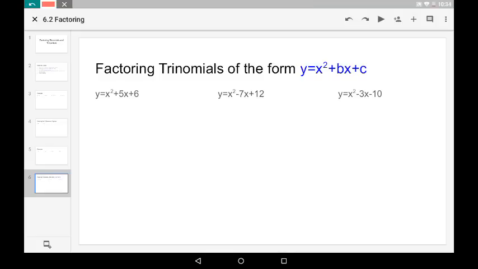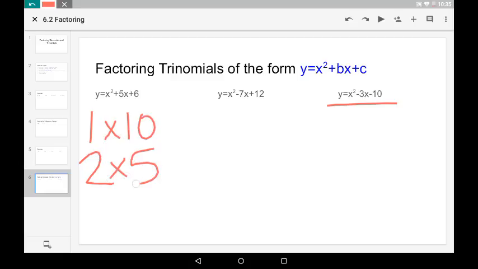And one final example here. Alright, factors of 10. We could go 1 times 10, or we could go 2 times 5, and that's it. Those are the only factors. Well, how many different ways can we get a negative 10 by multiplying? So one of these would have to be negative. Negative 1 times 10 would give us negative 10, or positive 1 times negative 10 would give us negative 10. And either the 2 or the 5, one or the other, but not both, would have to be negative to multiply to get negative 10.